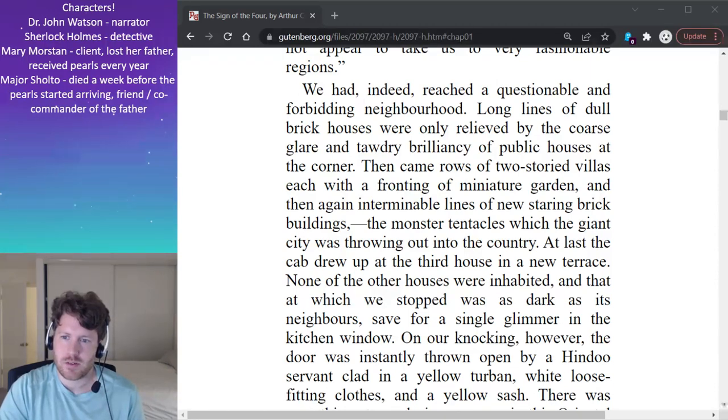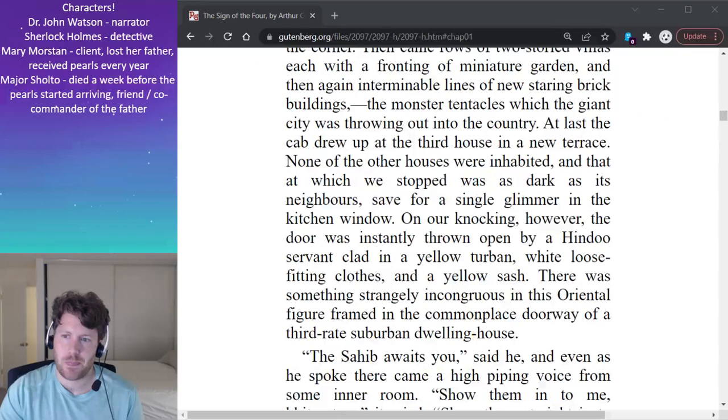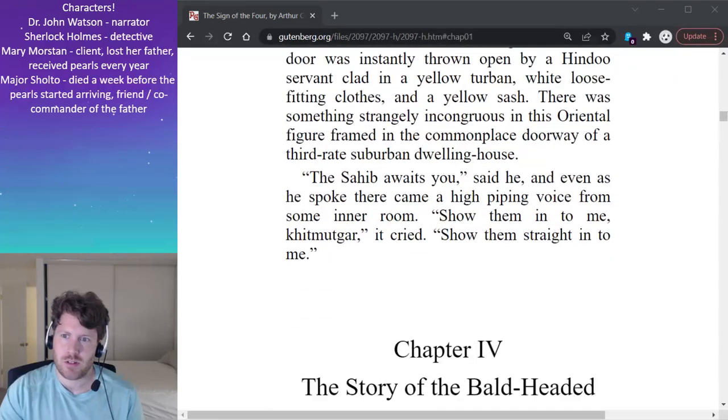None of the other houses were inhabited, and that at which we stopped was as dark as its neighbors, save for a single glimmer in the kitchen window. On our knocking, however, the door was instantly thrown open by a Hindu servant clad in a yellow turban, white loose-fitting clothes, and yellow sash. There was something strangely incongruous in this ornamental figure framed in the commonplace doorway of a third-rate suburban dwelling house.